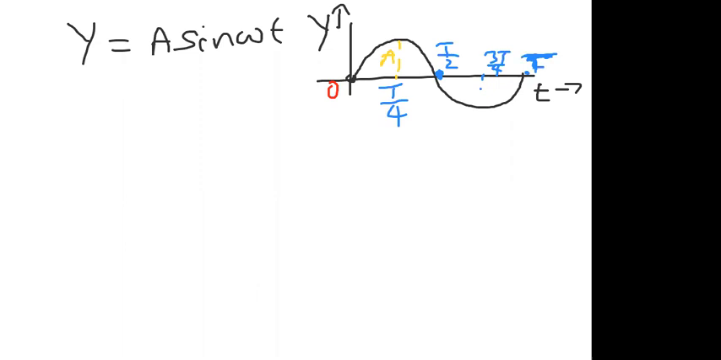Time taken to make one complete oscillation is called time period. Suppose this is the mean position, starting from mean. Observe carefully here. This is the mean position. Mean to extreme, extreme to mean, mean to another extreme to mean. This is one oscillation. For one oscillation, the time taken is called the time period.